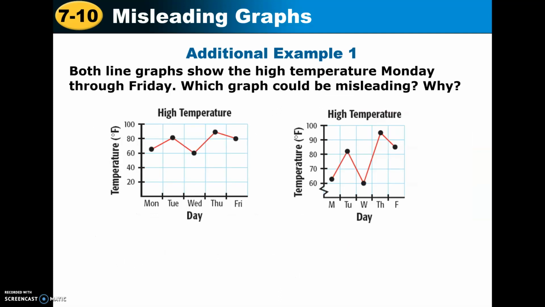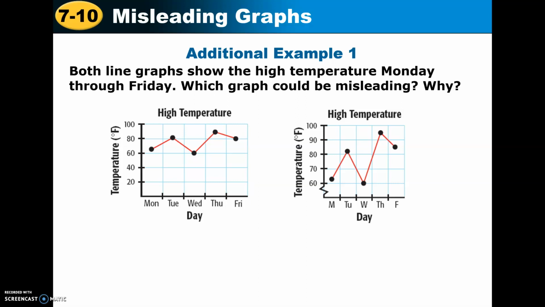Okay, so both of these graphs show the temperature Monday through Friday. Which graph could be misleading and why? And I want you to know that this part is kind of hard. We're just looking at it. We're exposing ourselves to it. If you don't really understand, like, is it misleading or is it not? We're just looking at it, and we're not going to be perfect at this. And if there is a question on the quiz for this, it'd be just one question, okay?